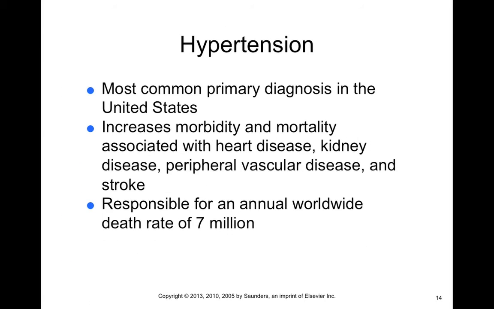Now, we define hypertension as high blood pressure, and it's the most common primary diagnosis in the United States. It turns out that hypertension increases the morbidity and mortality associated with heart disease, kidney disease, peripheral vascular disease, and stroke, and it's responsible for an annual worldwide death rate of about 7 million.